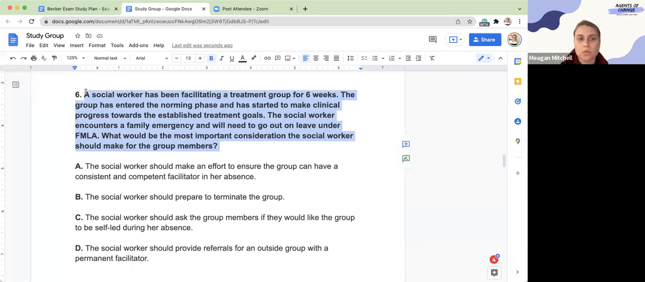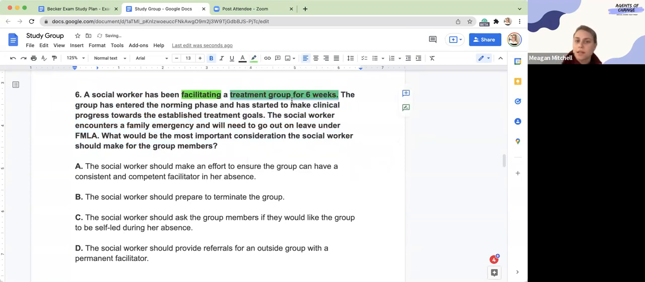Before you even answer, what's important here? There's a lot going on. This kind of tells us a story. What is going on here? What's our role? We are a group facilitator. Facilitating is a key word here. You need to know about groups. It's a treatment group and it's been running for 6 weeks.